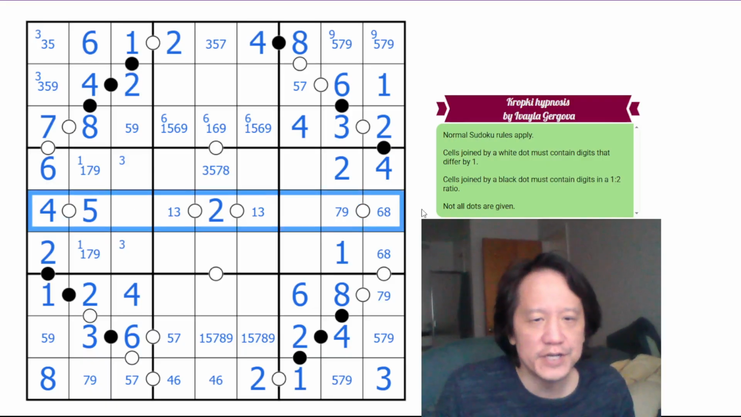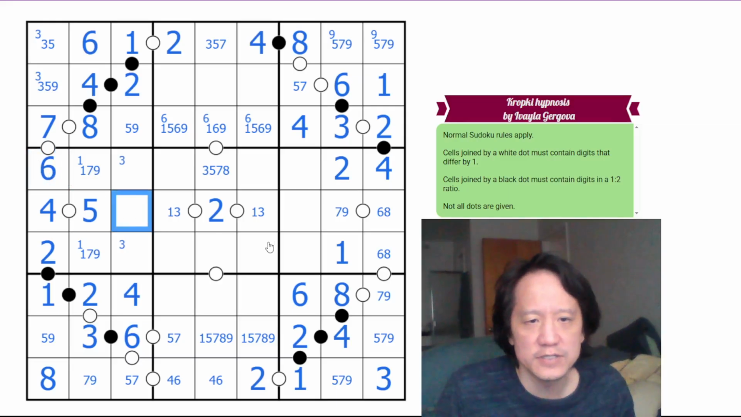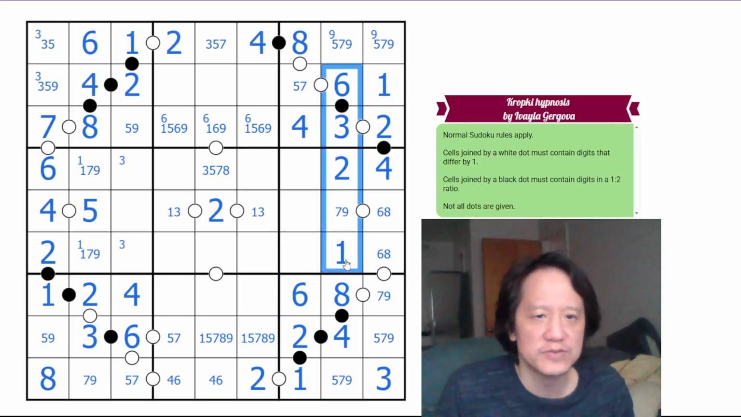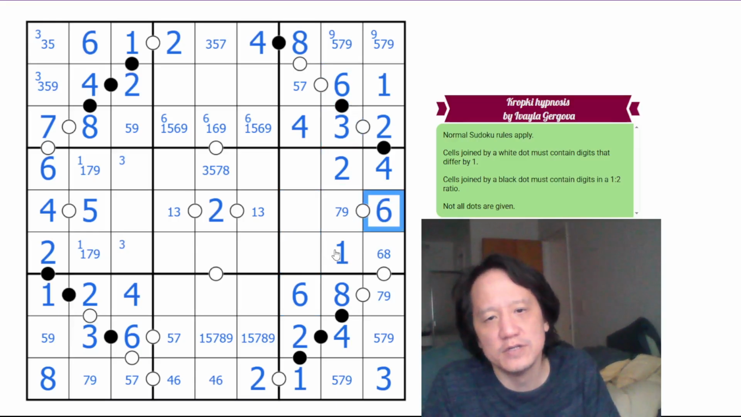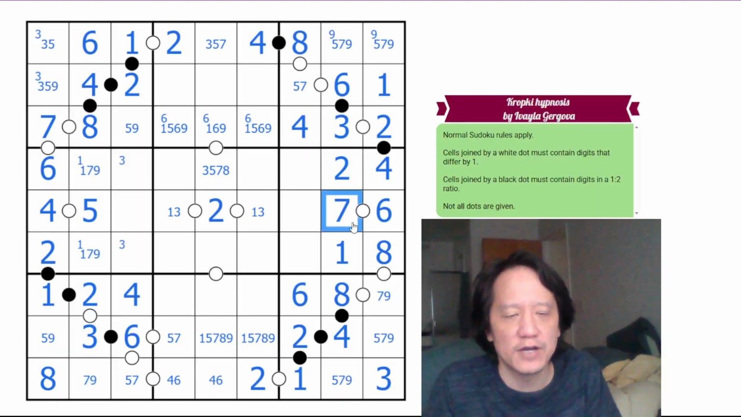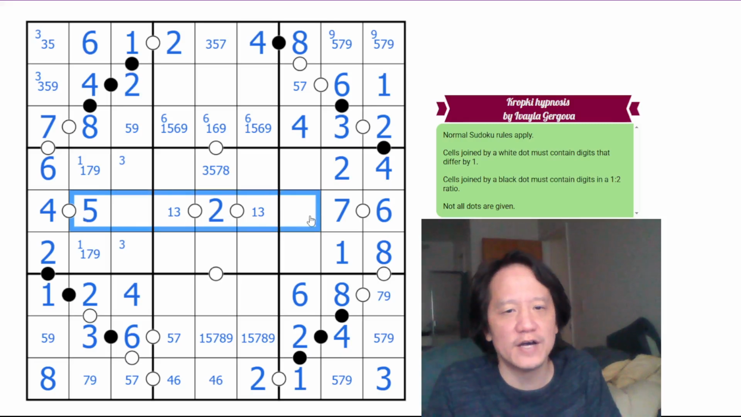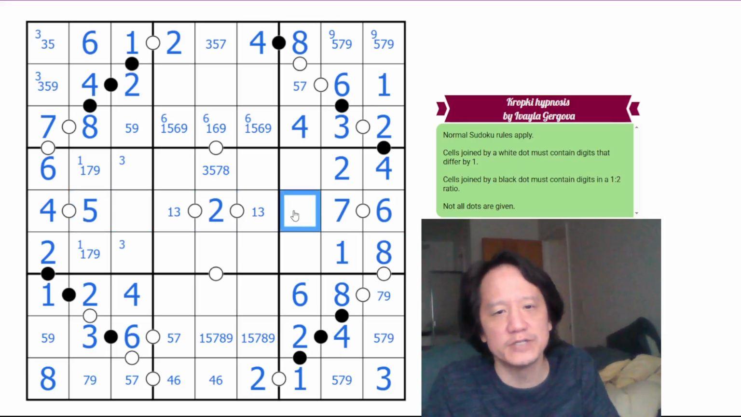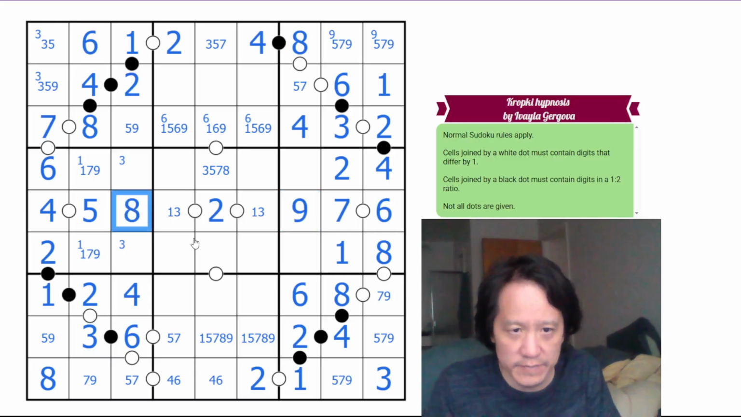So now we need a 6 somewhere in row 5. Can't be here because of the 6 in the box. Can't be here because of the 6 in the column. Can't be here because of the 6 in the column, so it must be here. So this is 6, which makes this 8. 6 is only consecutive with 7 out of 7 or 9. That leaves the remaining digits in row 5 as 8 or 9, and this can't be 8 because of the 8 in the box. So this is 9. This is 8.